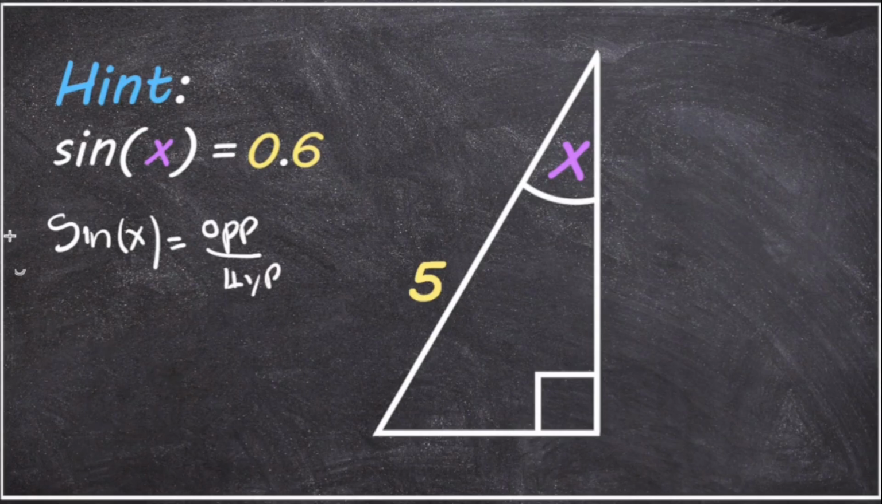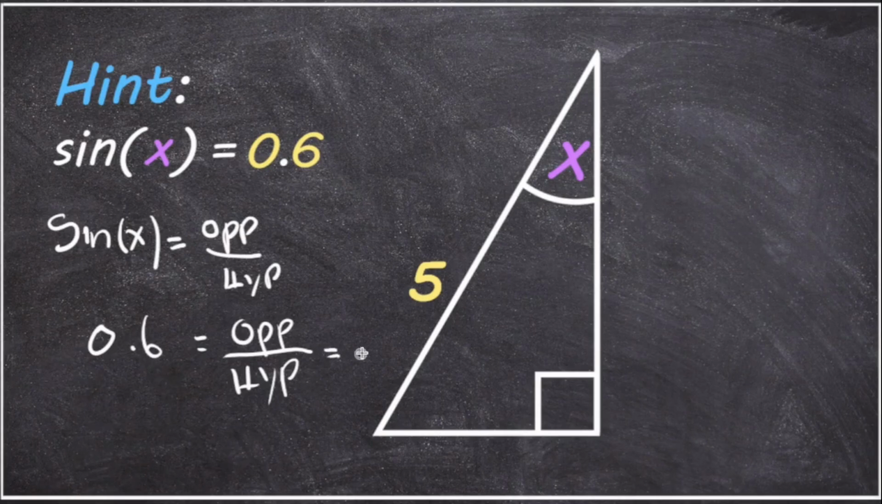Why have I done that? Well, if we look at both of these equations, we have sine of x equals opposite over hypotenuse, but we have sine of x equals 0.6. So 0.6 and opposite over hypotenuse is the same value. So we can write an equation for that. 0.6 equals opposite over hypotenuse. But we can take this a step further because we know what the hypotenuse is. The hypotenuse is 5. So opposite over hypotenuse equals opposite over 5, which is the length of the hypotenuse. Now this means that 0.6 equals opposite over 5.